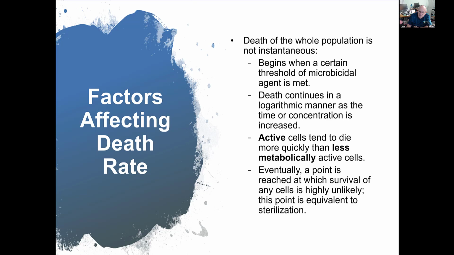Active cells tend to die more quickly because they're taking up. However, some of the younger ones may shut down processes metabolically and become less active. Older ones do the same, but the problem is that they're close to their expiration date. So eventually a point is reached at which survival of any cell is highly unlikely. That point is equivalent to sterilization.